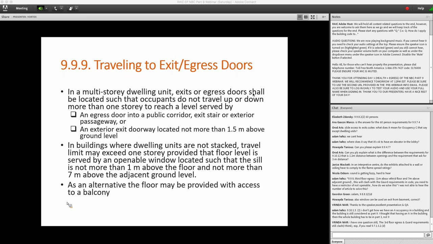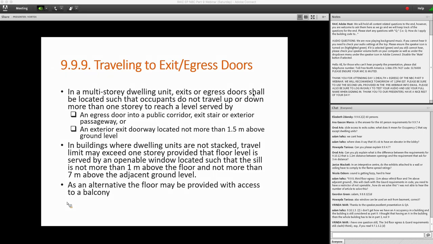Okay, so in that context, the separation between the assembly occupancy and the public corridor that is allowing you to measure your travel distance from the egress door would not be required to be rated. Again, if the separation is between a public corridor and a residential occupancy, it would have to have a fire resistance rating.